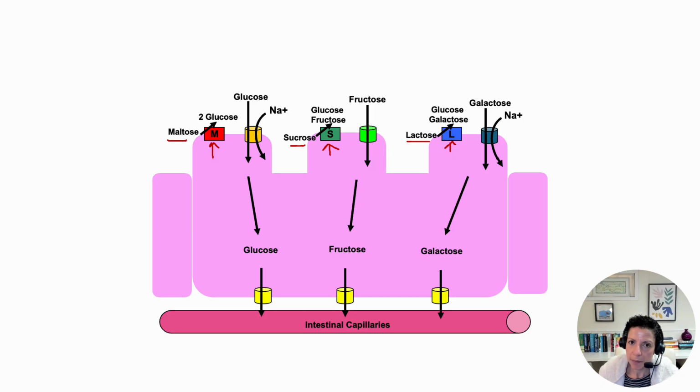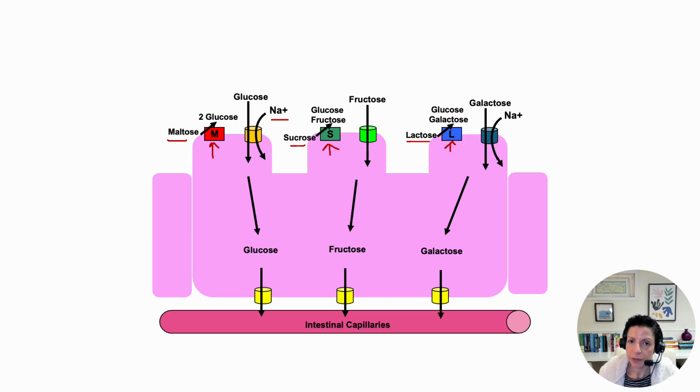Maltase breaks up maltose into two glucoses. Sucrase breaks up sucrose into a glucose and a fructose. And lactase breaks up lactose into a glucose and a galactose. Once we get to those monosaccharides, each of them is absorbed in a slightly different way. So glucose gets absorbed with a co-transporter with sodium. Okay, so glucose is actively carried across the brush border membrane using that secondary active transporter that utilizes the sodium concentration gradient.